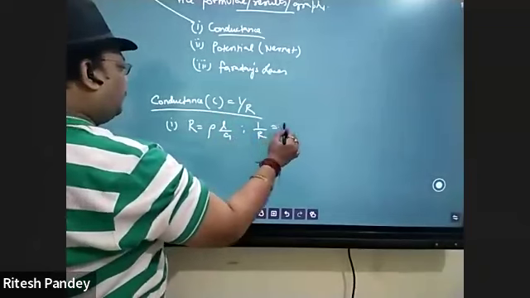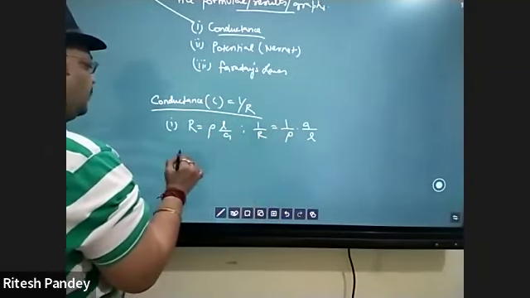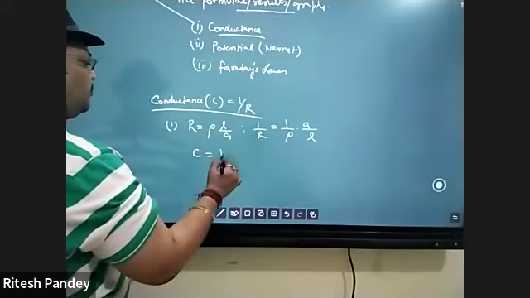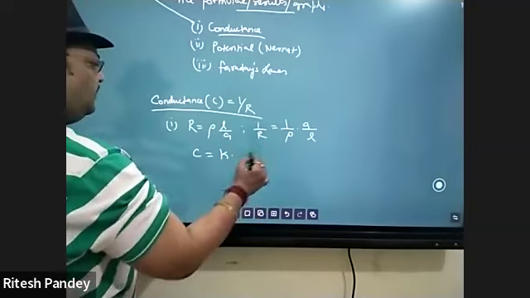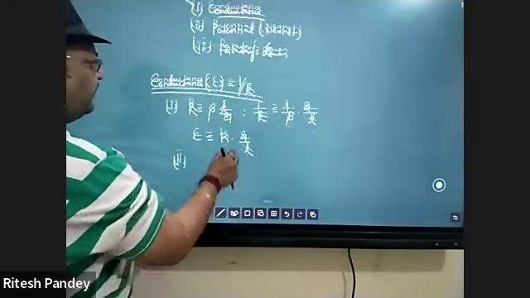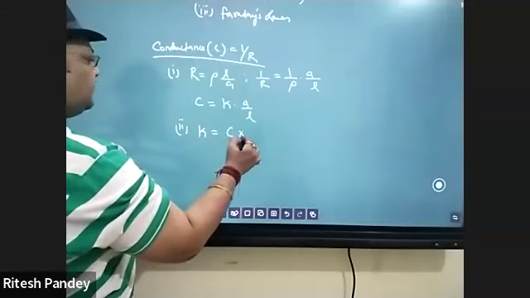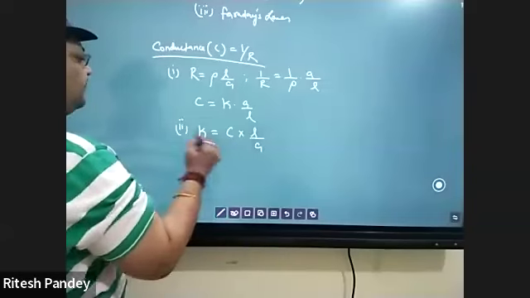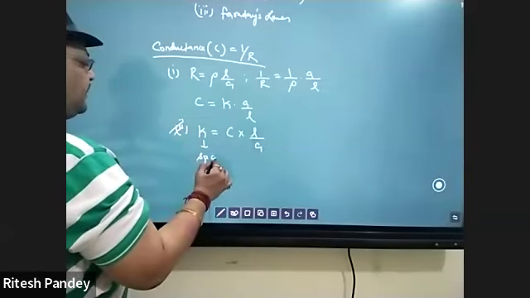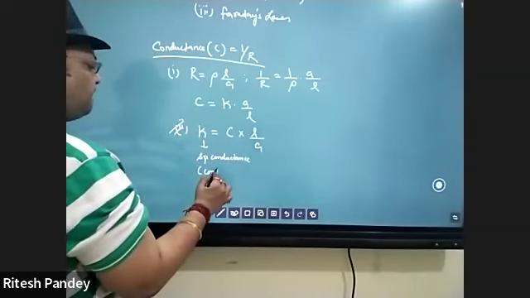Now 1 by R naturally will look like 1 by rho into A by L. I'm taking the reverse of it, and I'll arrive at the formula: conductance is equal to 1 by rho, which is called kappa, into A by L, and this is going to be more relevant. Trust me, this is going to be more relevant. Kappa is equal to conductance into L by A. This is going to be the first significant formula where kappa is called specific conductance, or what's another name for it?